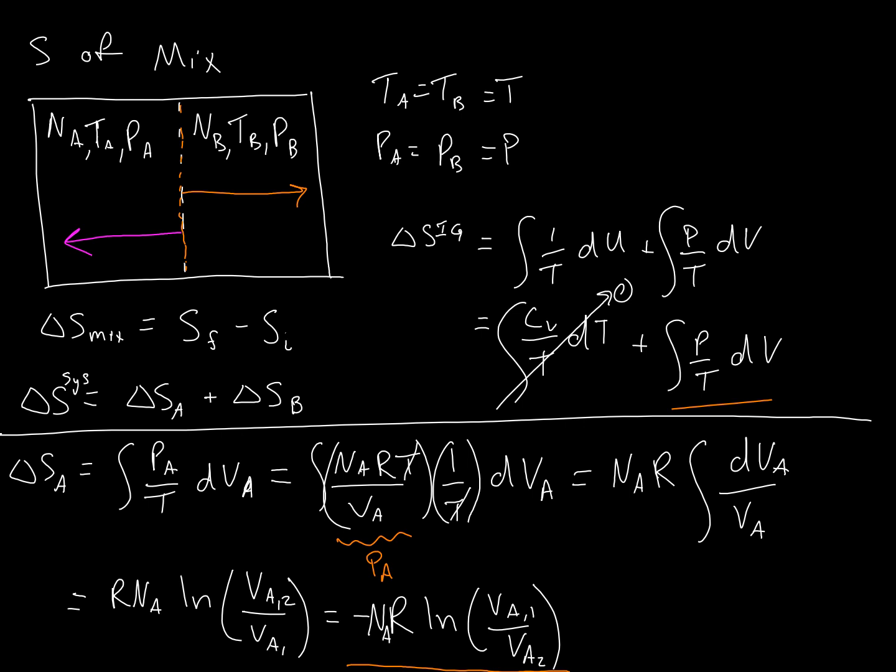Okay, so we're going to recombine this, right? So this is delta S of A, exactly the same procedure for B, so we're just going to reassemble that bit there. So we have that the delta S of the system as a result of the mixing process is going to be, yep, go ahead.